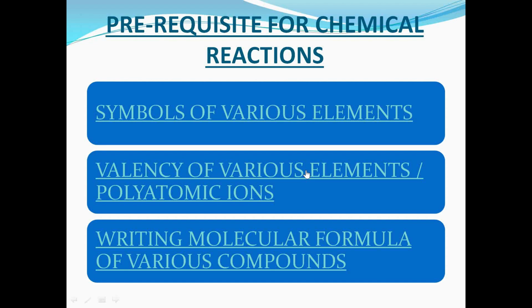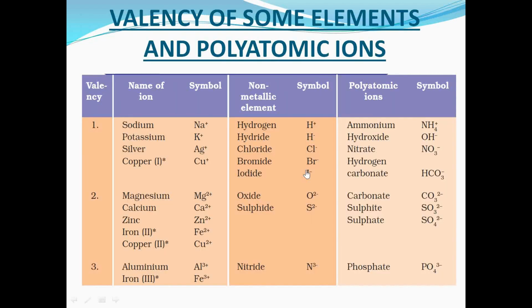Next is the valency of various elements and polyatomic ions. This is table 3.6 of your class 9 science textbook. I hope you must be remembering it completely.